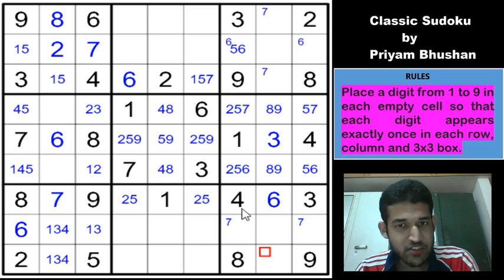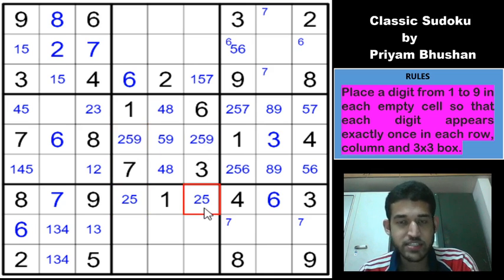So we have an advanced logic here. Can you see that, guys? So we have a 2, 5 pair here, and if you were to have a 9 in this cell, this also becomes 2, 5. This concept is called a unique rectangle in a Sudoku, and this can never occur in a Sudoku which has a unique solution.